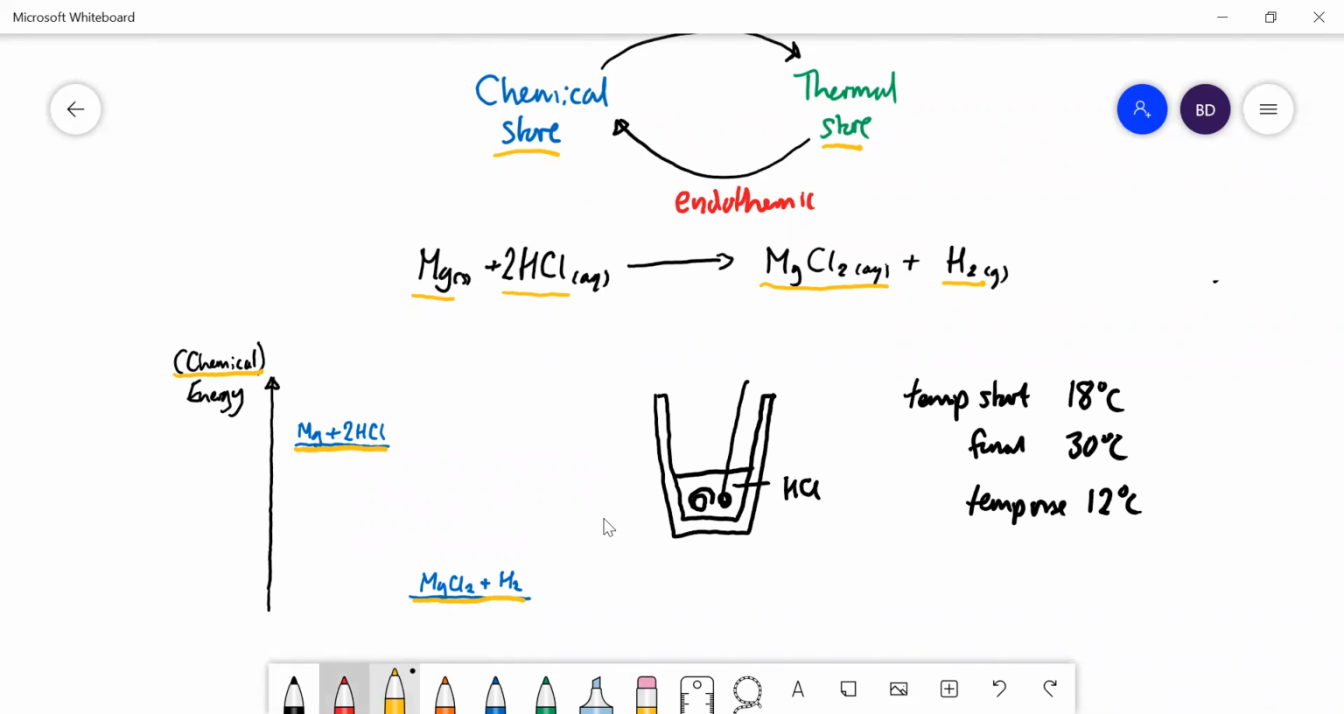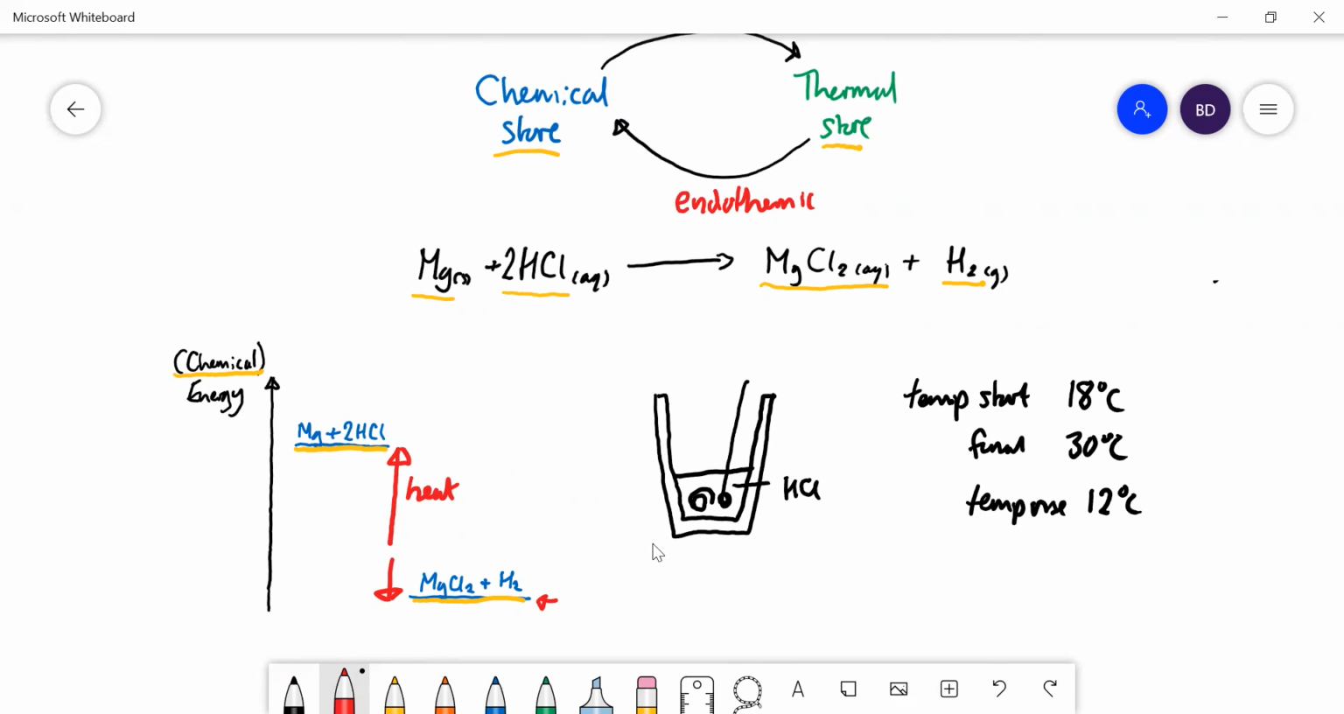So what's happened to that chemical energy? Well, all that energy has been released as heat. It's usually measured in kilojoules. You get so many kilojoules of heat energy released, and you can tell because the level of the products is lower than the level of the reactants.